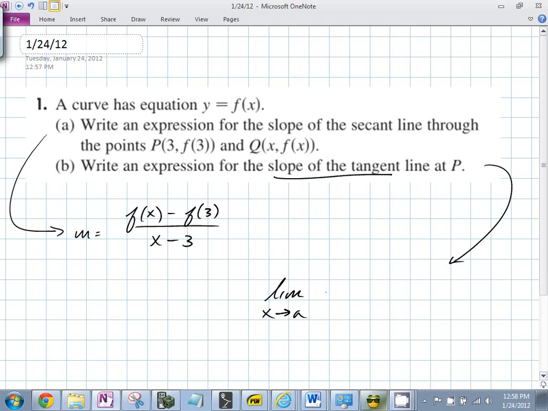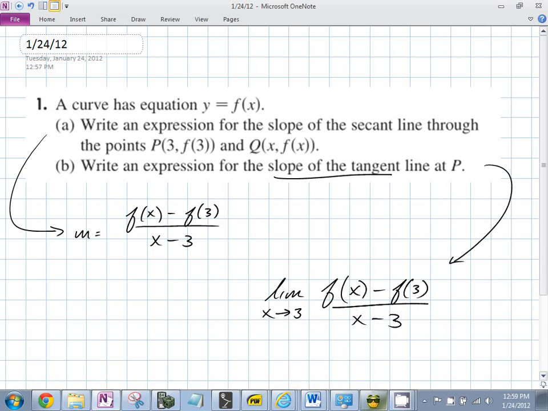The limit as x goes to a of f of x minus f of a all over x minus a, which, with a being 3 in this case, is just f of x minus f of 3 all over x minus 3. Done. That's it. All you're doing is anchoring one point and bringing the x value closer and closer to a. In this case, the a value was 3.